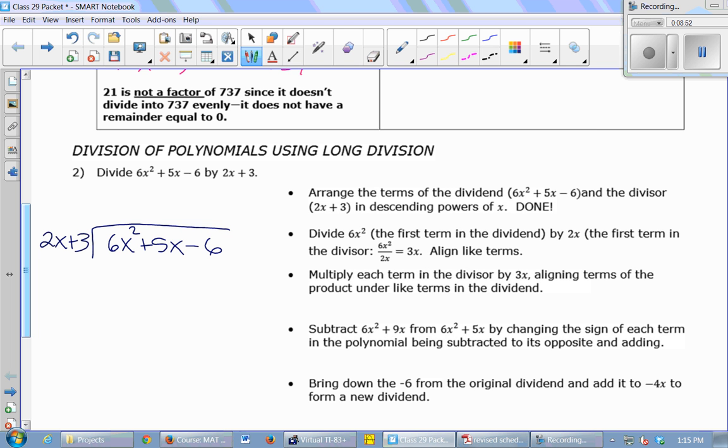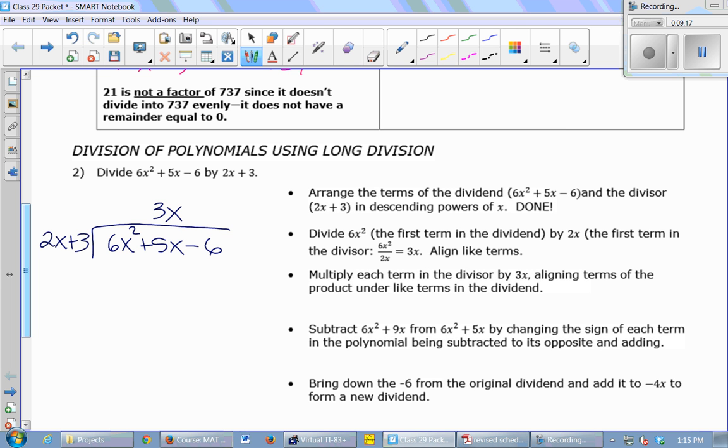The other way to think about it is to say, what should I multiply 2x by to make a 6x squared? Just an alternate way to do a division problem. And you would say, oh, well, 3x. And I'm going to line up my 3x with the like term in the dividend. Okay. So now I've got my 3x up here, and then you have to multiply it by your divisor.